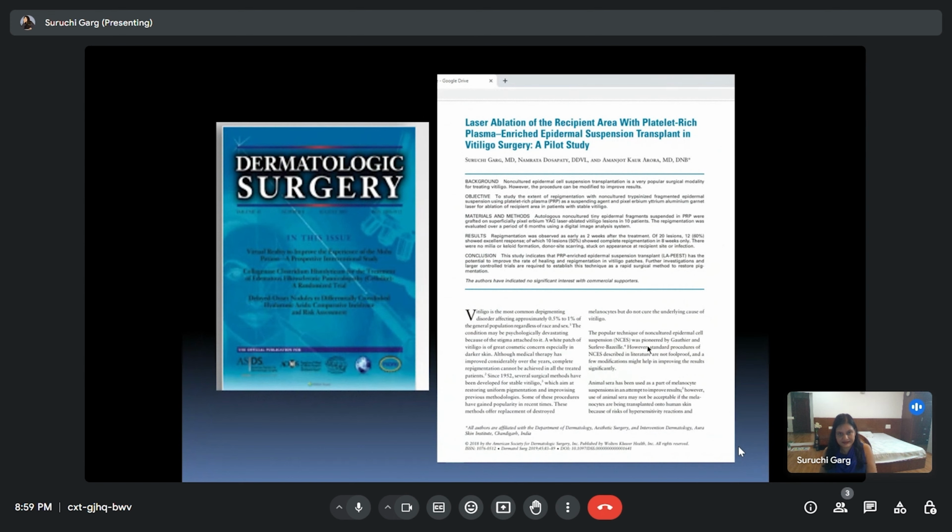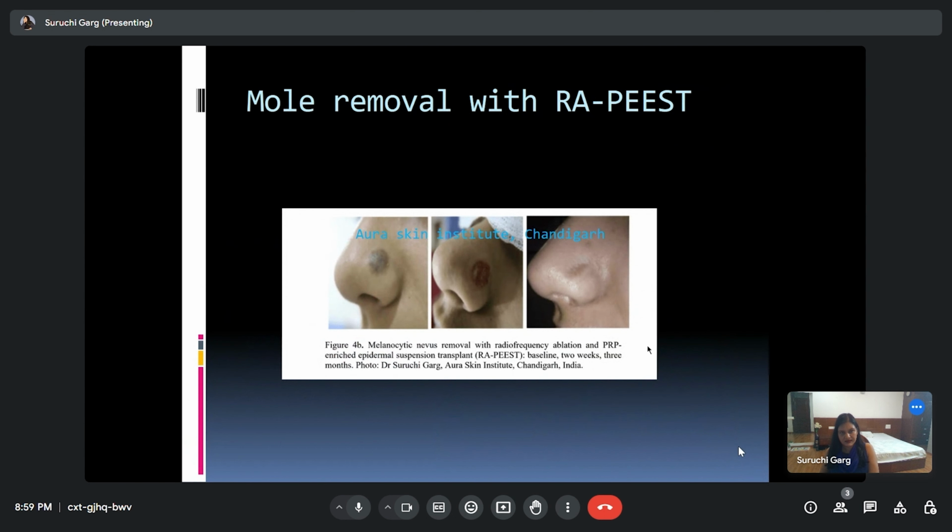Now this is an interesting paper we published in Dermatologic Surgery. It is called LAPIST, or laser ablation of recipient area with PRP enriched epidermal suspension transplant in vitiligo surgery. I'm not here to discuss the vitiligo surgery, but I've extrapolated the same technique. The LAPIST is modified here as RAPIST, where we've used radiofrequency ablation of a melanocytic nevus present on the nose of a young girl. We've done PRP enriched epidermal suspension transplant, and we could avoid the flap surgery here, and I'm showing you the results after 3 months.